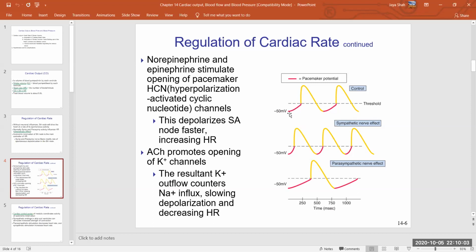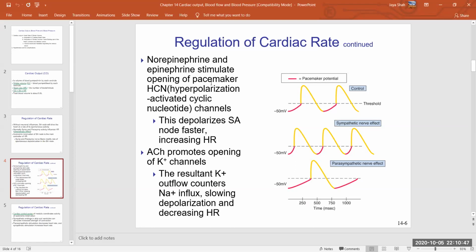If you see here, this is the pacemaker potential, and once it reaches threshold, the heart produces an action potential. Here, this is the time. Once there is hyperpolarization, it opens the HCN channel, and then there is depolarization, repolarization, hyperpolarization. Again, the pacemaker potential, depolarization, hyperpolarization. So there are like 2 beats here in control.